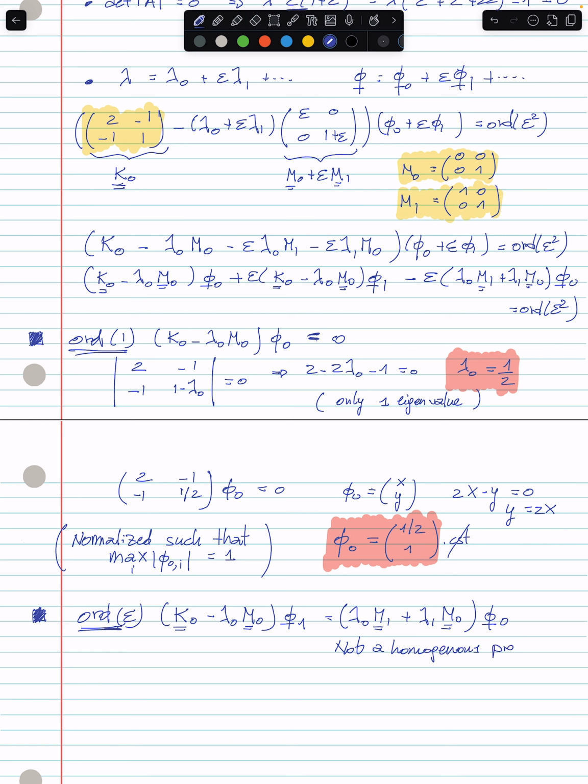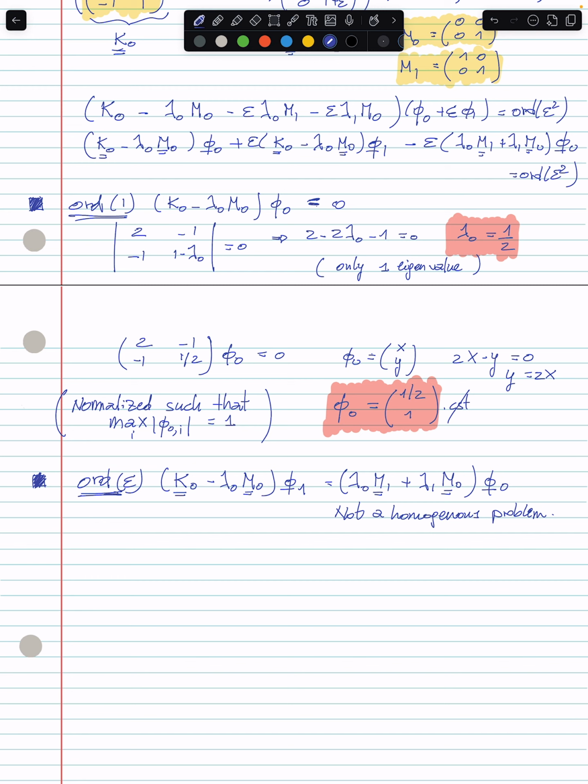So this is not really an eigenvalue problem, but yet we know that the determinant of the matrix over here is equal to 0 because this is exactly what we just wrote. So we need to make sure that there is no contribution on the right-hand side which is aligned with the corresponding eigenvector, which is phi 0. And by the way, if we project everything on phi 0, then because all matrices are symmetric, the left-hand side is equal to 0 because of the first order.